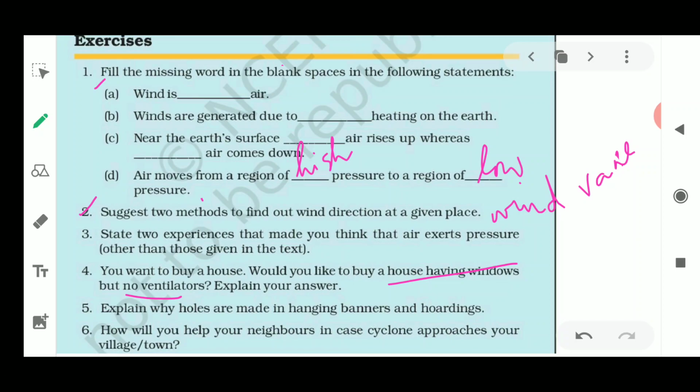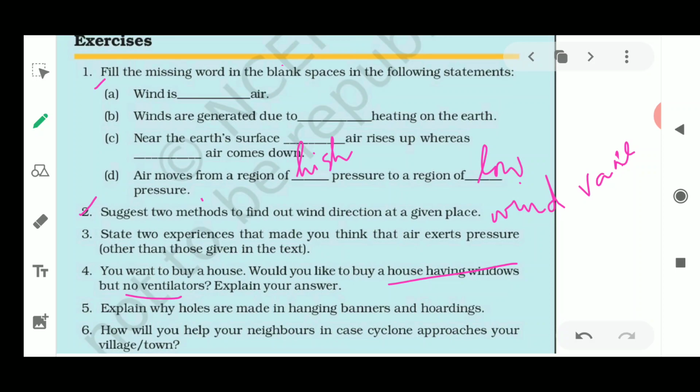And if ventilators are not present, then what will happen? No air is going to move out. That is why ventilators are very important in the house, because of which the temperature of the house will be maintained. So you are not going to buy such a house which has windows but no ventilator. So the answer will be like this: smoke from the kitchen and the warm air becomes lighter and rises up. If there is no outlet like ventilators, it would be difficult for the warm air to escape and it will heat up the room, and also cause suffocation and discomfort. So if you are living in such a house with no ventilators at all, it will be a cause of suffocation and discomfort.